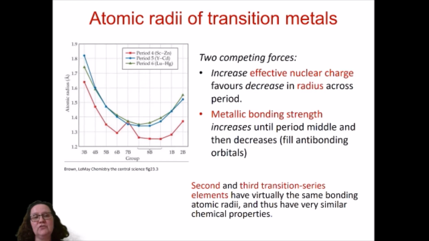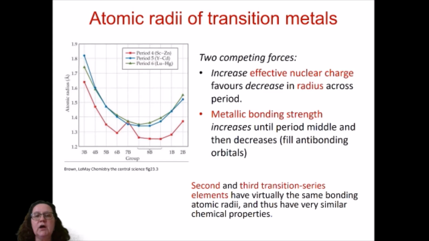An interesting characteristic of the atomic radii of transition metals is that the second and third transition series elements have virtually the same bonding atomic radii, and therefore they have very similar chemical properties. They behave chemically in a very similar way. There are two competing forces when looking at atomic radii, the radius of an atom that will allow it to form bonds.